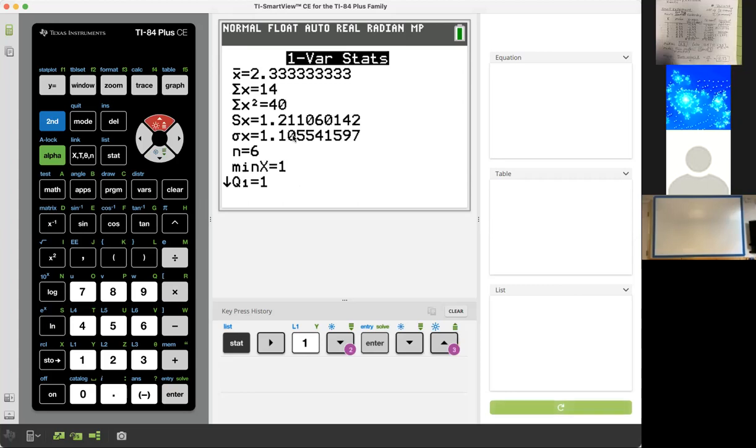And do you see here on the screen, it did the S, which is the sample standard deviation, 1.2111. It gave me more digits than I did. I rounded off at the fourth digit. And it gave me the population standard deviation, 1.1055. Now, your question is going to be, what's the difference between the sample standard deviation and the population standard deviation?